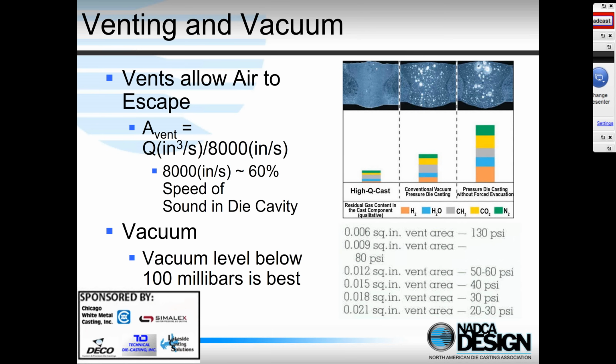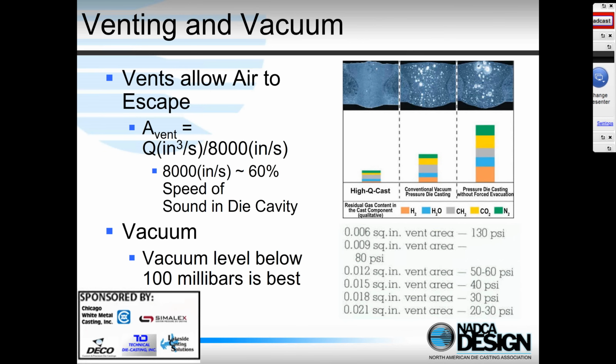So here's one way of calculating the vent size. We want the cross-sectional area of the vent to equal Q, which is the flow rate of the metal through the gate into the cavity in cubic inches per second, divided by 8,000 inches per second. And 8,000 is about 60% of the speed of sound in the cavity. The reason is we don't want to exceed the speed of sound, so we want to make sure the venting speed stays well below that.